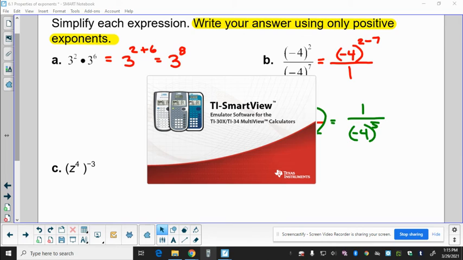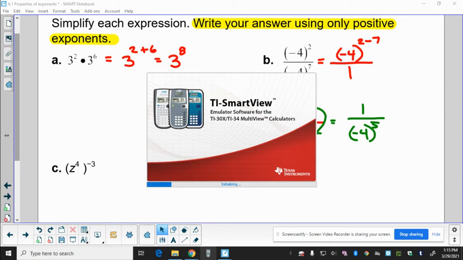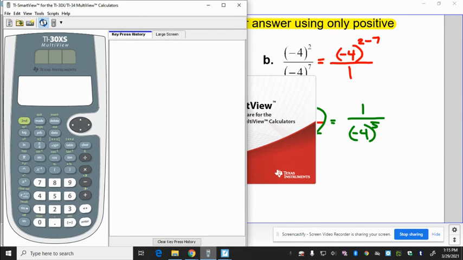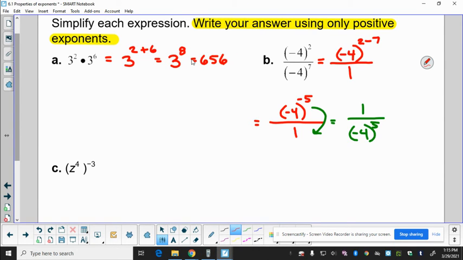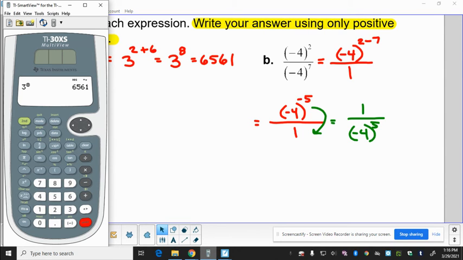So we need to maybe go back and do 3 to the 8th power and then do this other problem, part B. So if you actually have real values, you might as well calculate these as far as you can. So the first one is 3 to the 8th power, 3 raised to the 8th. Okay, 6,561. And then I'm just going to work out the denominator of this. So it'd be negative 4. Now notice how I put it in parentheses. Raised to the 5th power. Negative 1,024.